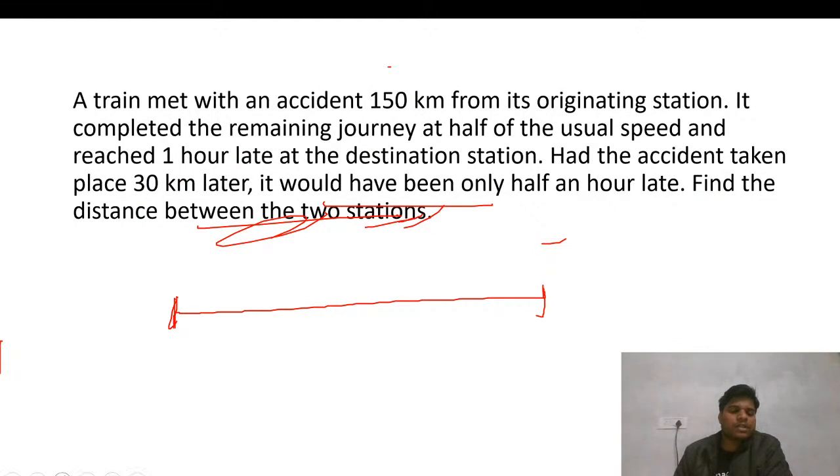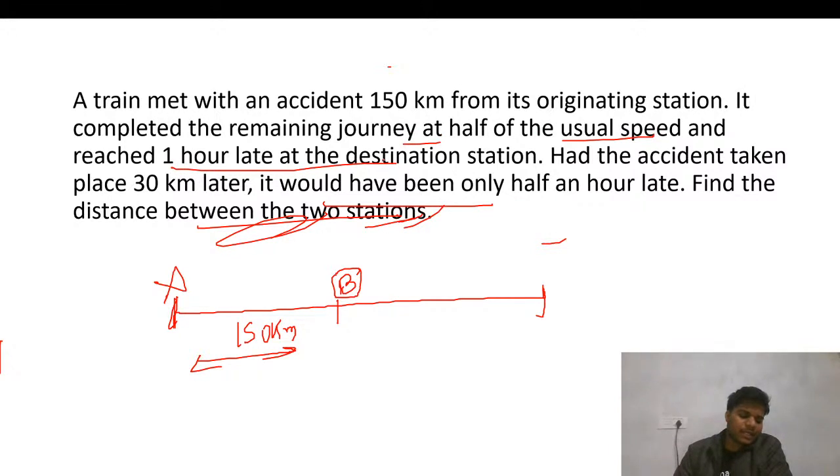So for this, just a second. Suppose your accident is happening 150 km from the starting point. A is the origin, and the accident is happening at point B, and this distance is 150 km. Now it completed the journey at half of the usual speed and reached 1 hour late at the destination. Fine. So 60 is the distance from B to C. Is this clear? So the total distance between A and C will be 210, not 60. Fine.